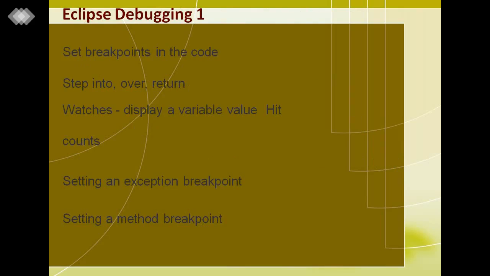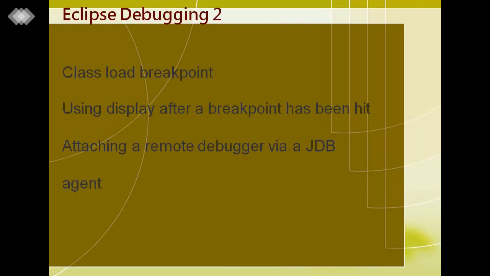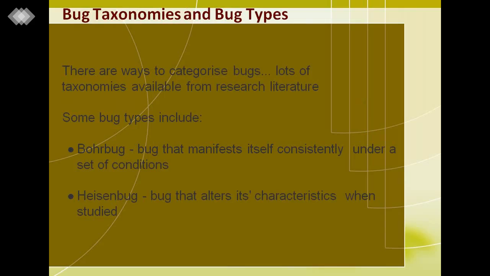Now, Eclipse debugging 1: set breakpoints in the code, step into or over or return, watches display a variable value, hit counts, setting exception breakpoints, and next is setting method breakpoints. Now in Eclipse debugging 2: class load breakpoints, using display after a breakpoint has been hit, attaching a remote debugger via a GDB agent. Now next is bug taxonomies and bug types.